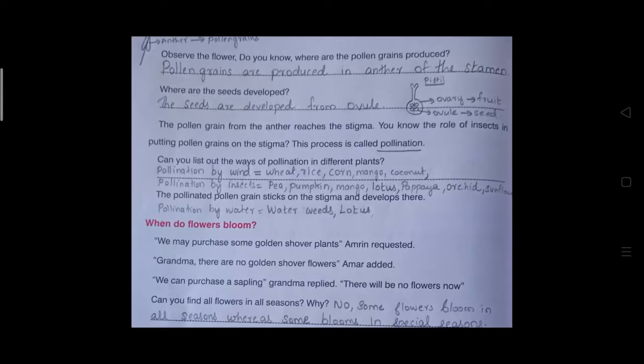Next question on the same page. Where are the seeds developed? The seeds are developed from the ovule. Can you recall what an ovule is? The ovule is a part in the female part of a flower. The pistil is the female part. The lower portion of the pistil is called the ovary, which contains the ovule.